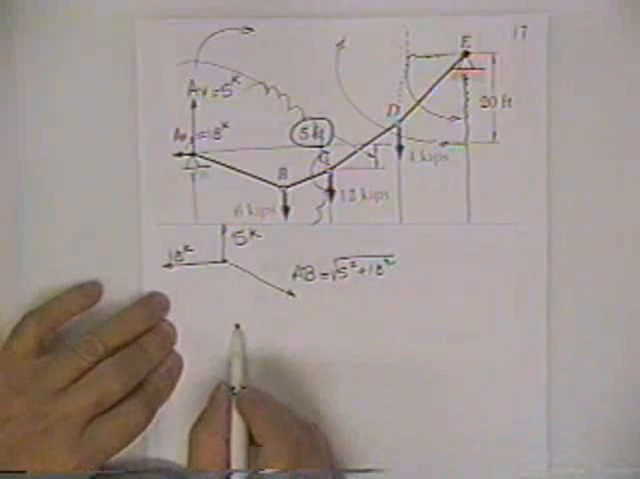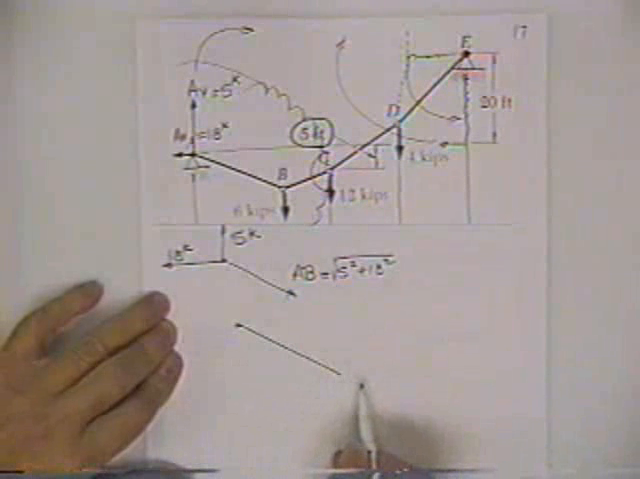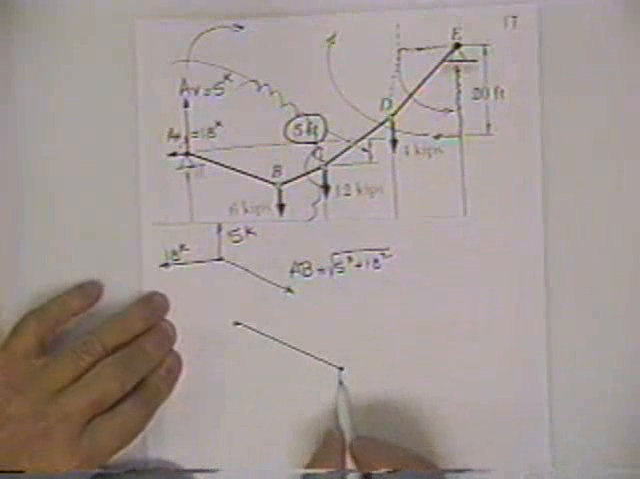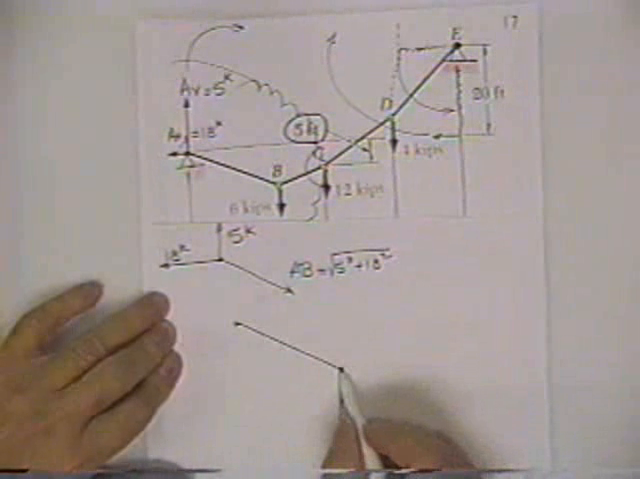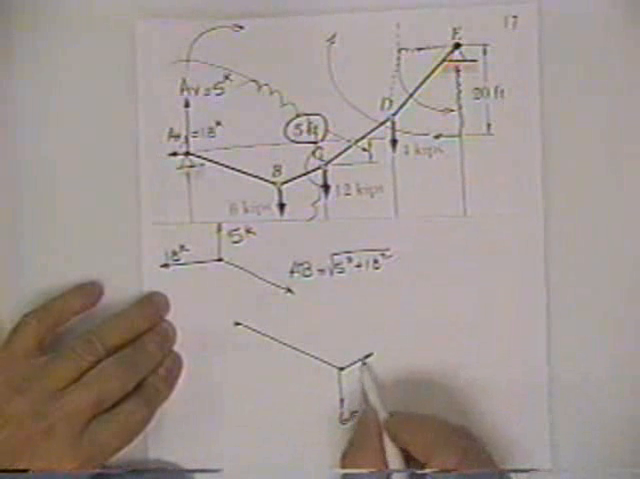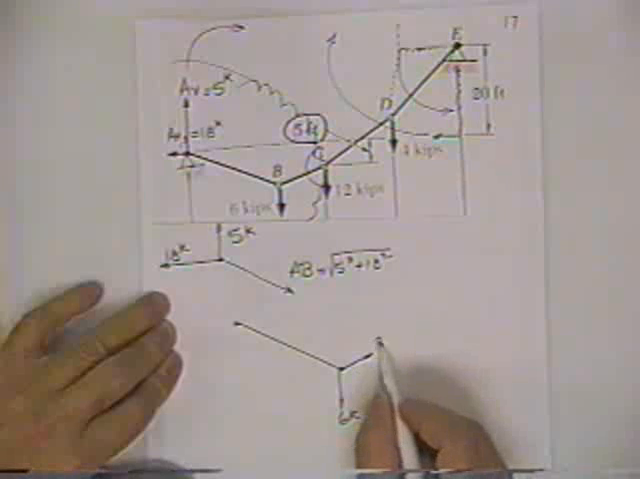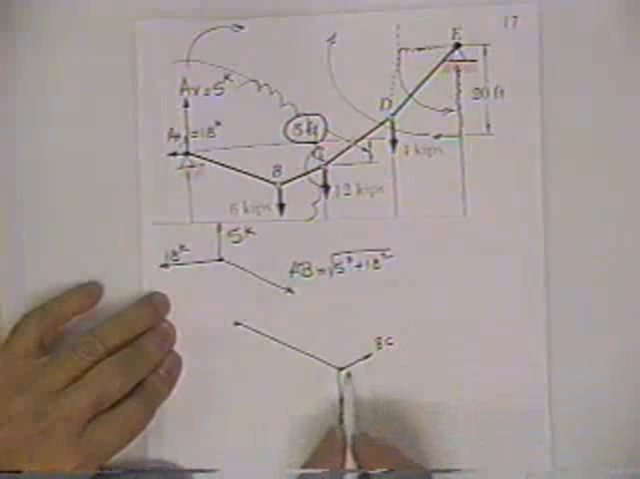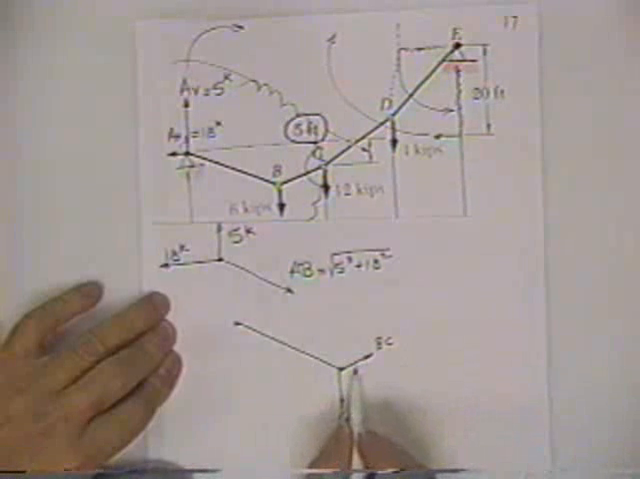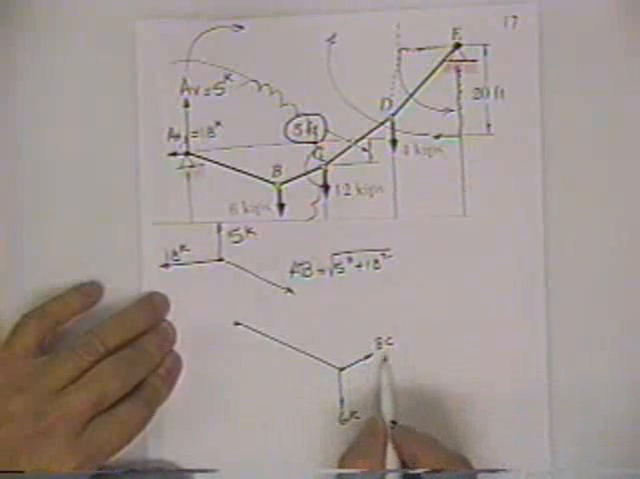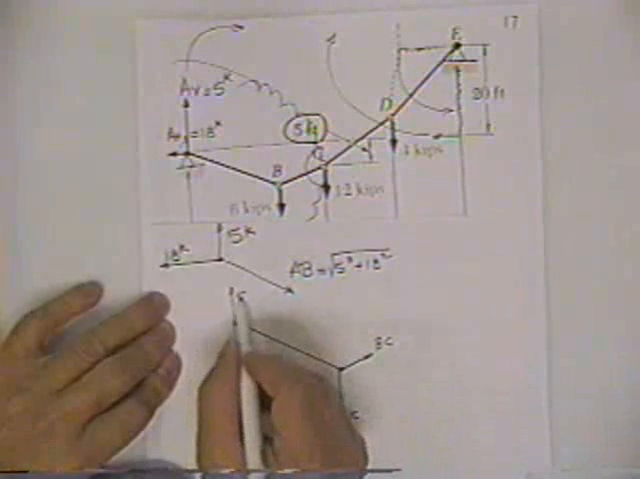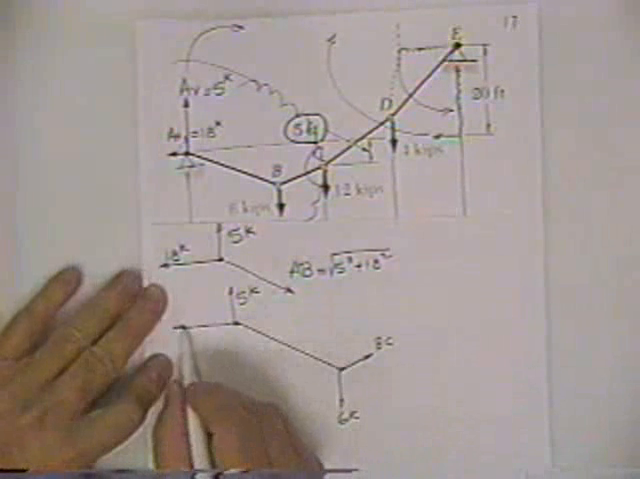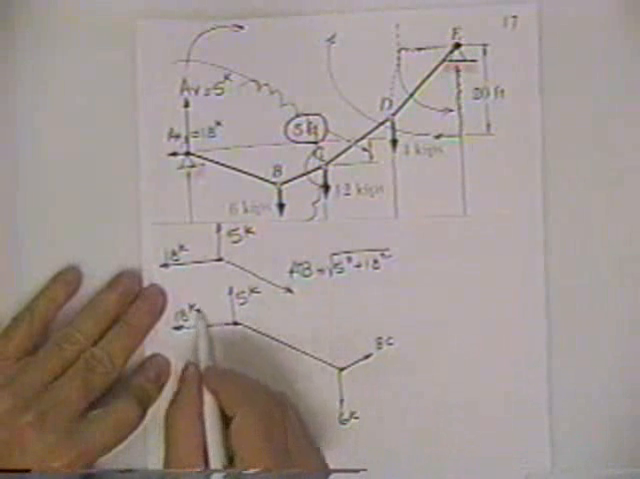Now to find out how far point B moves down, let's just put point B on here. We'll show the 6 kips. We'll show this arrow here. The force in that arrow is BC. We don't know its magnitude. We don't even know its direction because we don't know how far this next point is in the air. Up on this end, we have 5 kips, and here we have 18 kips.